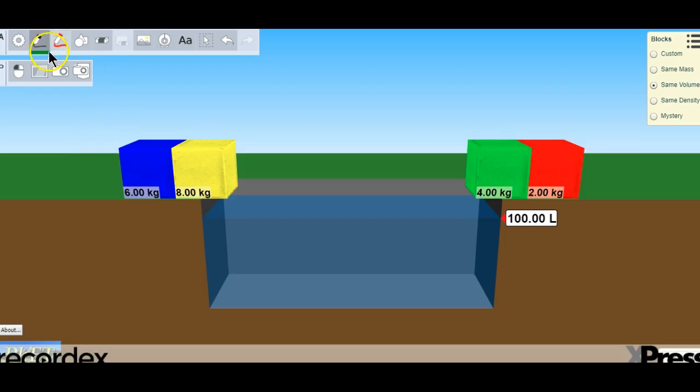Okay, so here's the density simulation for those of you who weren't able to get it to work. Just remember right here, we're going to pretend that that just says grams instead of kg. And this over here says milliliters, like that. Okay.